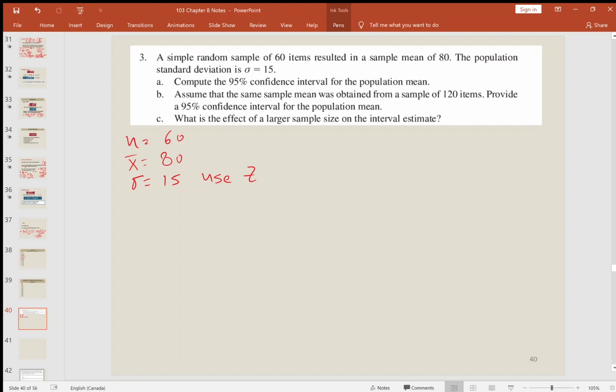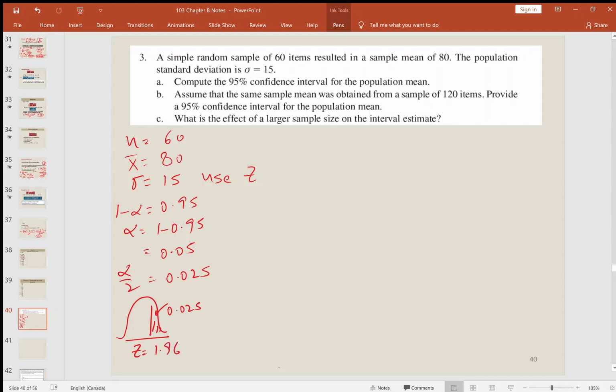So we know that 1 minus alpha is given to us as 0.95. So alpha is 1 minus 0.95, which is equal to 0.05. Alpha by 2 is 0.025. So if this area is 0.025, then the z-score is going to be 1.96.